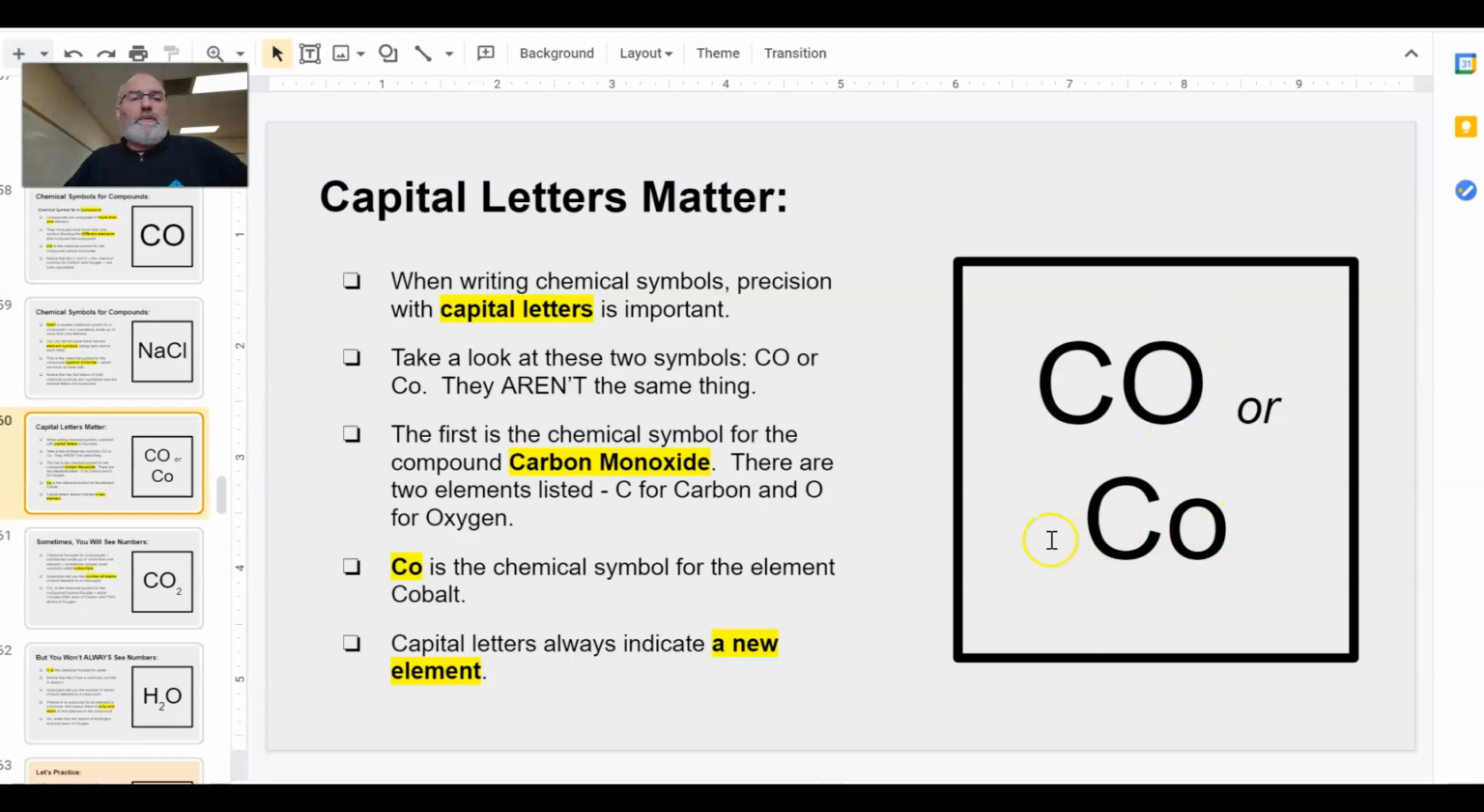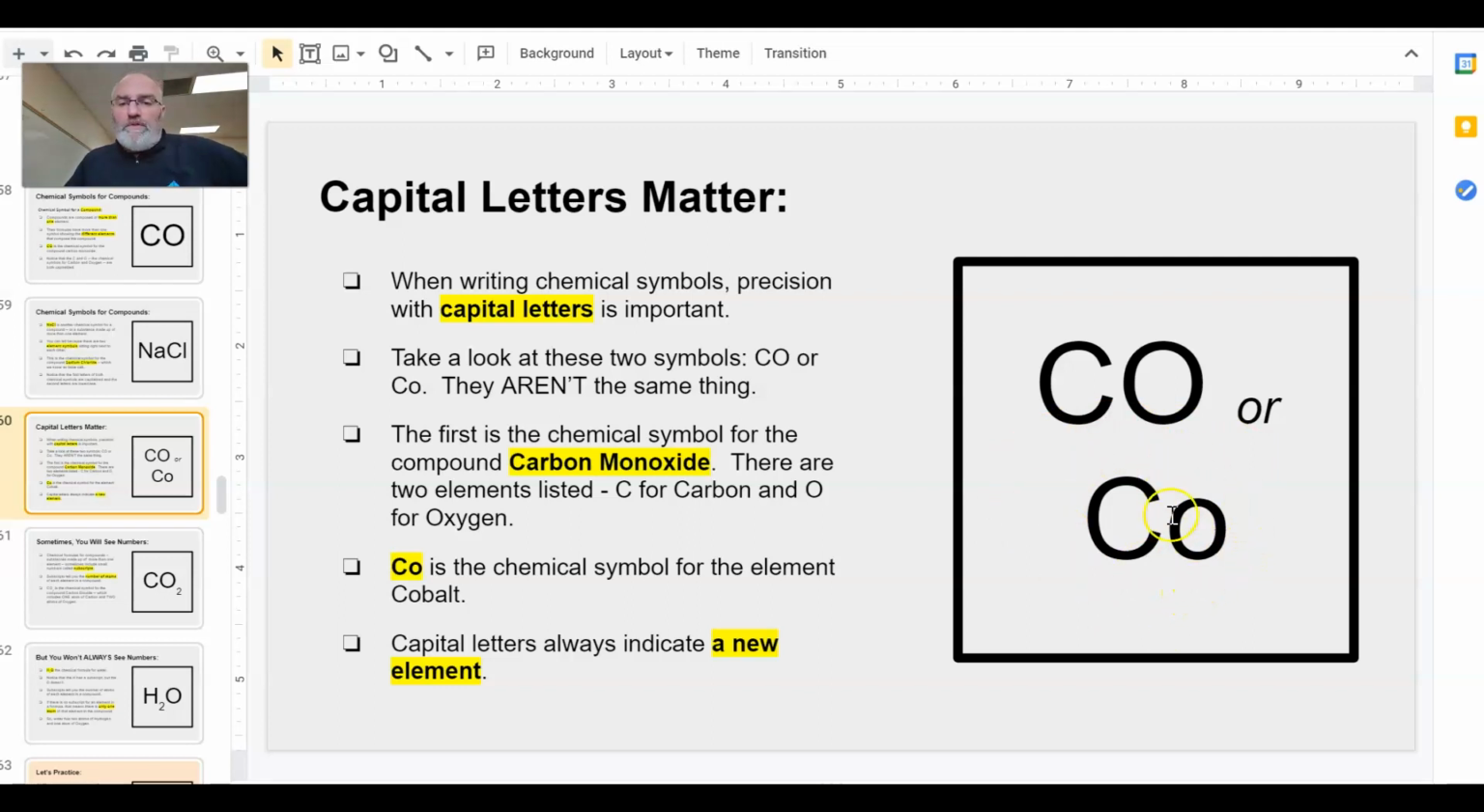But if you look down here at the bottom, you've got a capital C and a lowercase o. They look really similar, don't they? This guy looks pretty similar to this guy. But there's a big difference. That lowercase o is a giveaway that this is not a compound. Instead, this is the chemical symbol for an element. It just so happens to be a chemical symbol that includes two letters. First is uppercase, second is lowercase. By the way, this is the element cobalt.